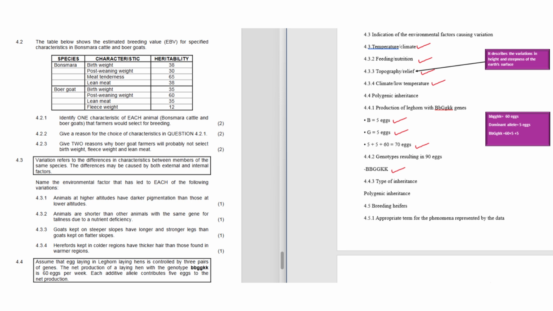And temperature, 3.4. Efforts kept in colder regions like thicker air than those found in warmer regions. So the efforts that are kept in colder regions like thicker air than those found in warmer regions. So this shows temperature variation. Correct answer is temperature variation. And here, temperature variation. Cold temperature.